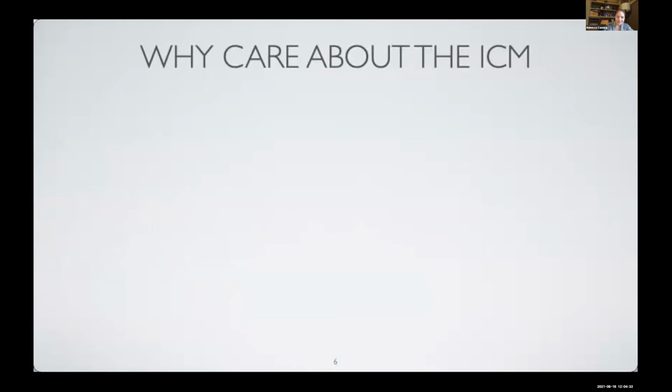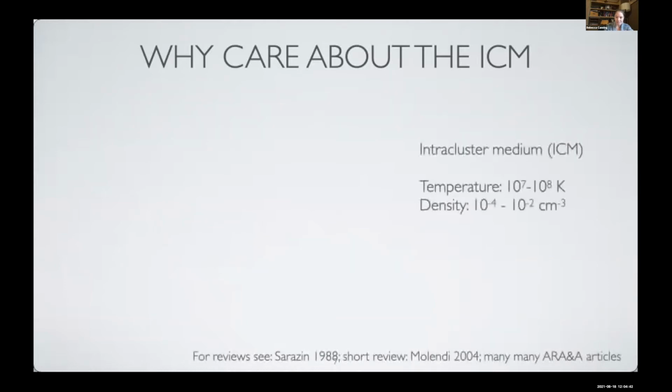So even though it's day 5, because we are such a broad audience, I still want to spend 1 minute on what the ICM is and how we measure it. The ICM, the intra-cluster medium, refers to diffuse hot gas, which permeates the space between galaxies in a galaxy cluster. What sort of temperatures and densities are we talking about? We're talking about 10^7 to 10^8 Kelvin, and densities of 10^-4 to 10^-2 per centimeter cubed.